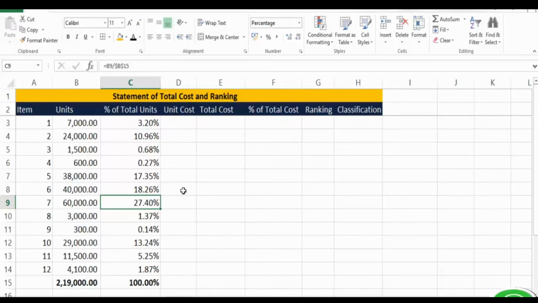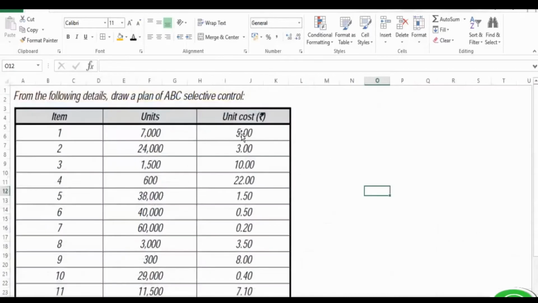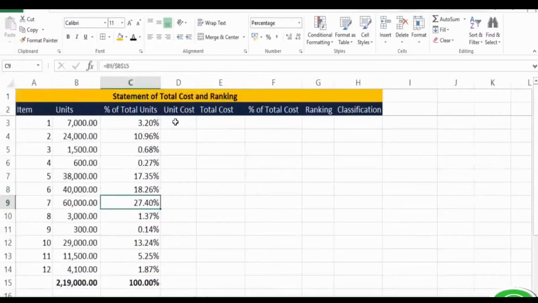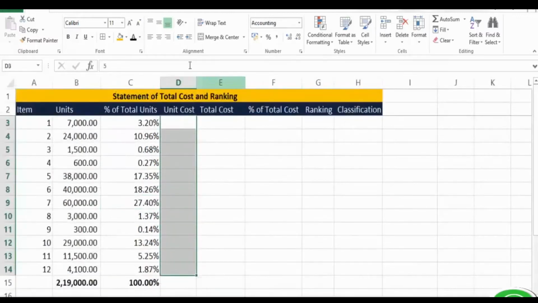But this proportion in terms of total units is not going to be relevant for us. We have to give weightage on the basis of value, on the basis of usage. But in this question we have information only on the basis of value. So let's capture all these values. Whatever the values we have, let's capture. So here we have the unit cost, picked up from the question.